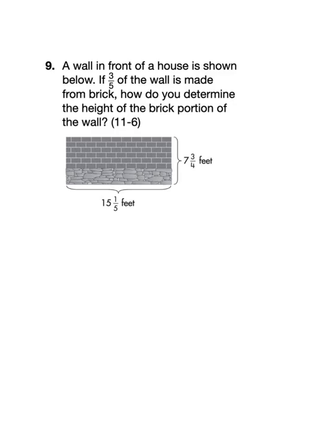Number 9, a wall in front of a house is shown below. If 3/5 of the wall, sorry, I read that wrong. If 3/5 of the wall is made from brick, how do you determine the height of the brick portion of the wall? So you can see from the diagram that part of it is stone and part of it is brick. And it looks like the bigger portion is brick, and then there's less of it that's made of the stone. So this portion here, that's the 3/5, that's brick. Now we're trying to figure out the height of the brick portion.